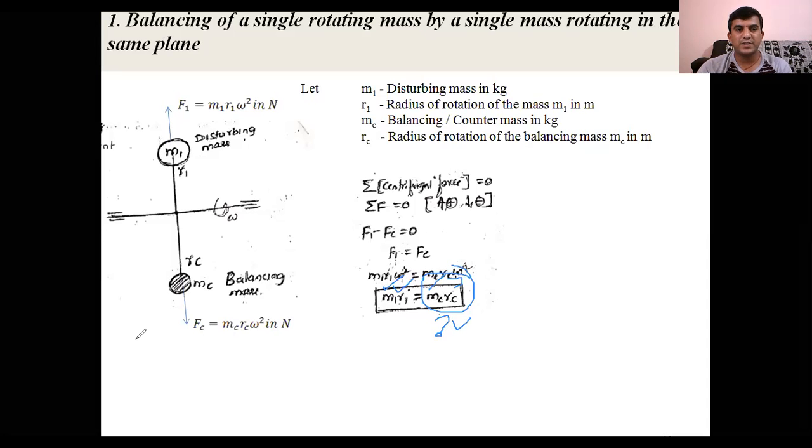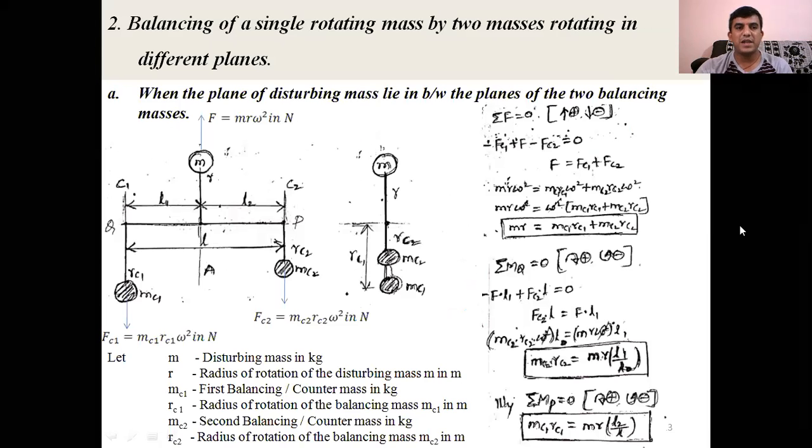Similarly, go for the second case. What is the second case here? The balancing of a single rotating disturbed mass by two counter masses or balancing masses rotating in different planes. In that we have two cases. The first case is when the plane of the disturbing mass lies in between the planes of the two balancing masses.